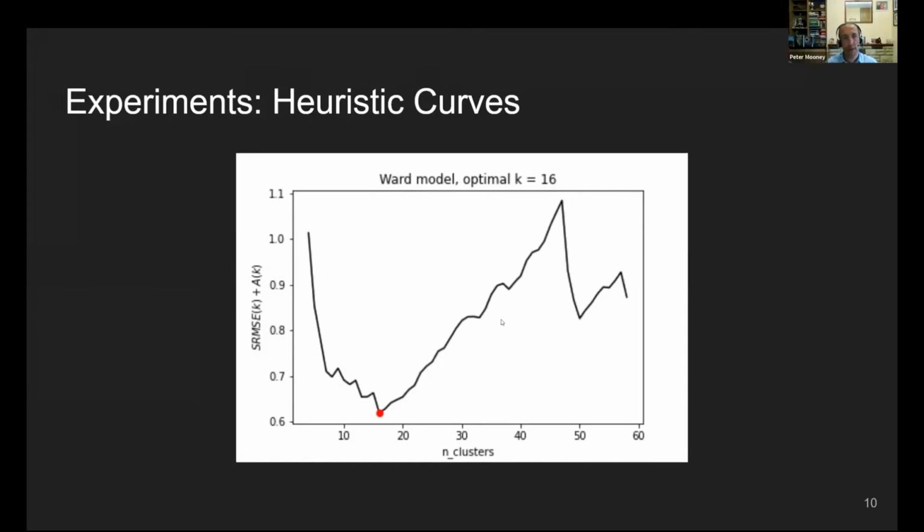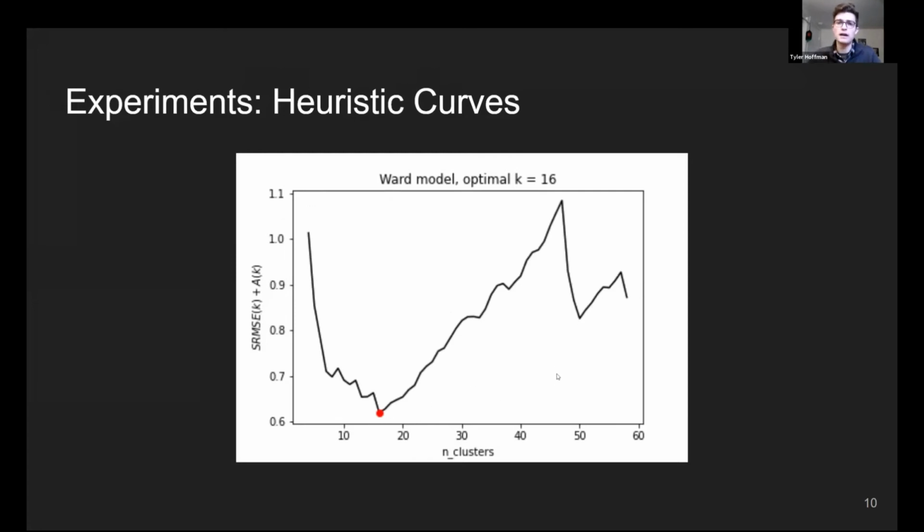Wonderful. And then finally, this is the Ward clustering. And Ward is the one that I'll present the actual spatial clustering of. And this one, again, has multiple minima, and you can see there might be something interesting going on here. We haven't investigated that yet.